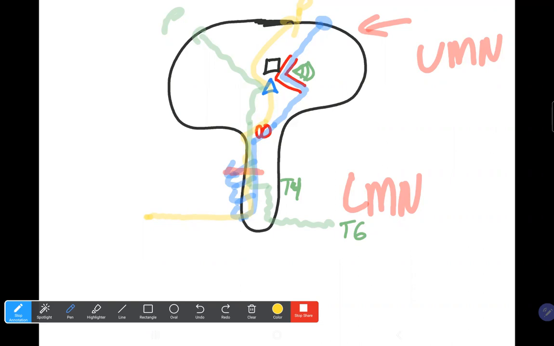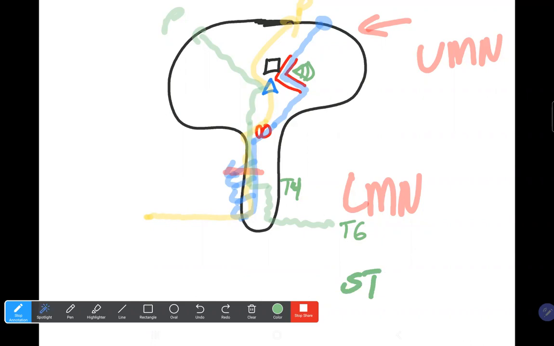Okay, good. So that's basically how he works. Then I have the spinothalamic tract. Now, pay close attention to this guy. The spinothalamic tract is a little bit of a weirdo. Let's say, hypothetically speaking, we're at level T6. I'll put it in green. Spinothalamic, ST.